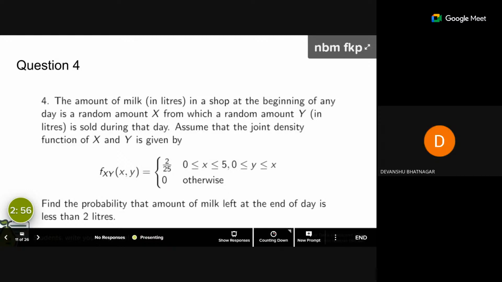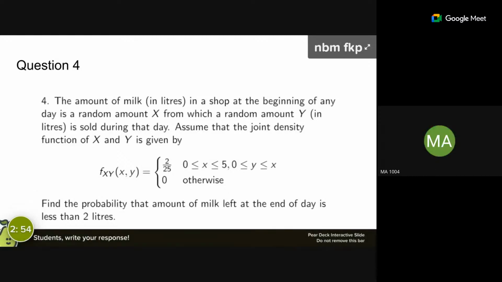No, ma'am. Can you please explain again? See, your x is a random variable denoting the amount of milk at the beginning of the day. And y is a random variable denoting the amount of milk sold during that day. So what will you get if I subtract x minus y? The amount left.